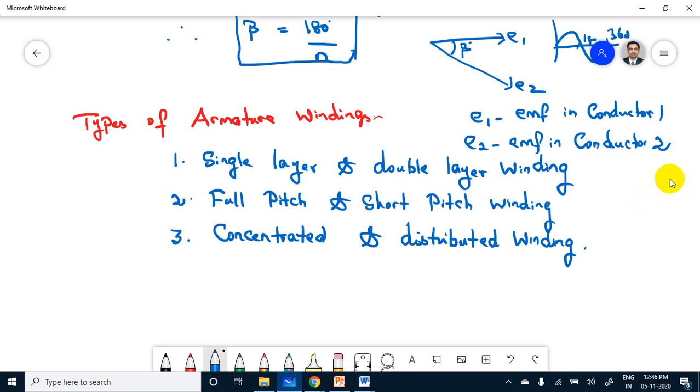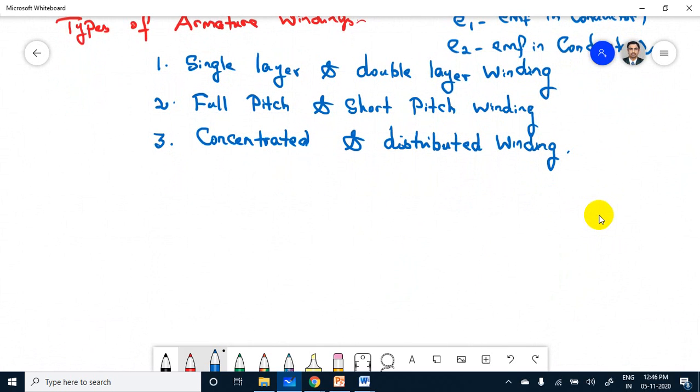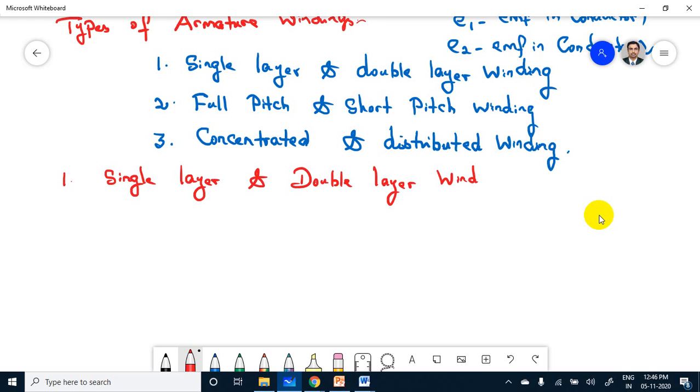So there are three types of armature winding. One is single layer and double layer winding. Second one, full pitch and short pitch winding. Third one is concentrated and distributed winding. Now we will see one by one. The first one is single layer and double layer winding.